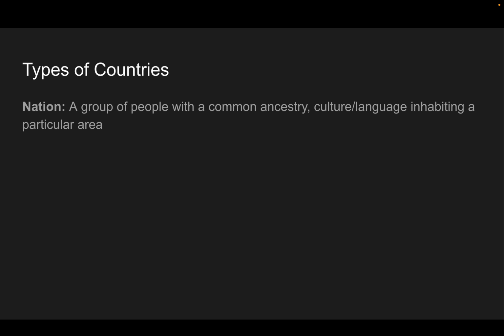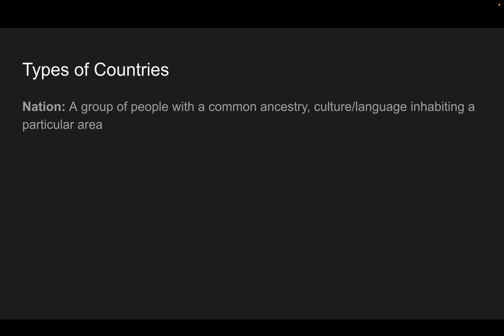All right, this is lecture 4.2, and now that we've covered borders and shapes of states and how those can impact the people living there, we're going to look at the types of countries, the makeup of different types of countries, and the ways that they can be governed.